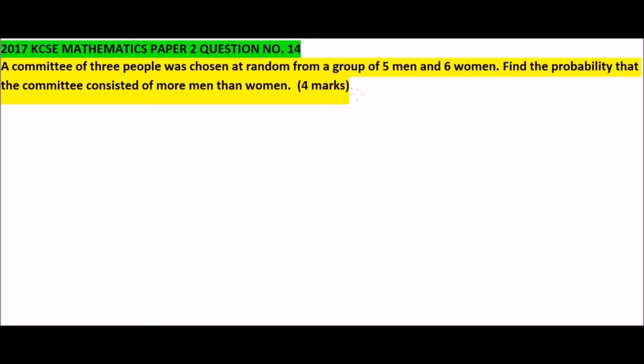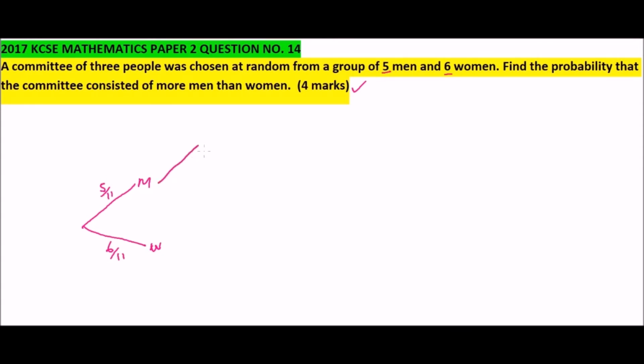We can use a tree diagram to do this. So in a tree diagram, we normally have the starting point, and say there were 11 people, 5 men and 6 women. The first time, a man can be chosen or a woman can be chosen. Since there are 11 people, 5 men, the probability of choosing a man is 5 over 11, and the probability of choosing a woman is 6 over 11. So that is the first round.